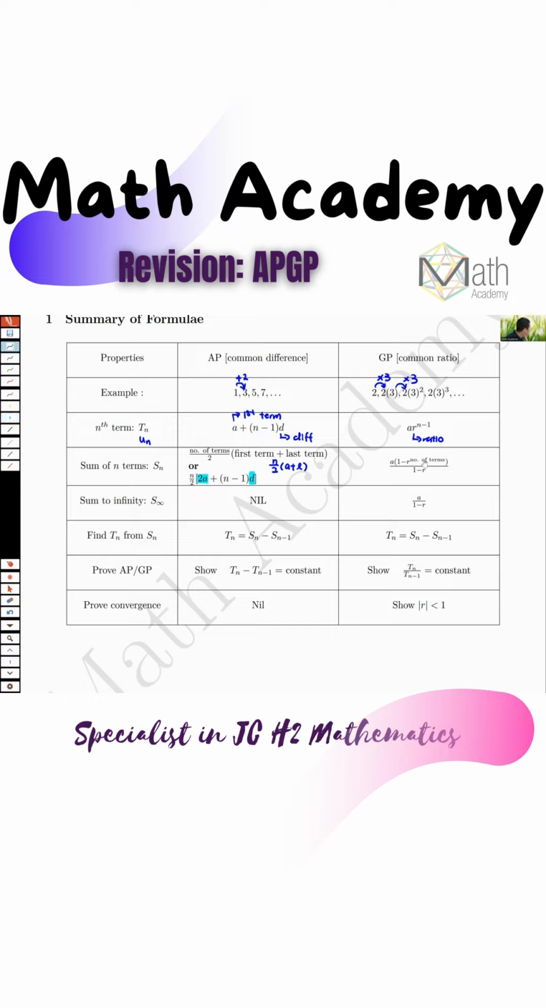GP is a(1 minus R^n) over 1 minus R. Again, the n stands for number of terms. Always count your terms accurately. This can also be written as a(R^n minus 1) over R minus 1. They are interchangeable. If you multiply by -1 to the top and bottom, you will get the right-hand side. Okay, but it's either or. The solutions may come using any of the two.